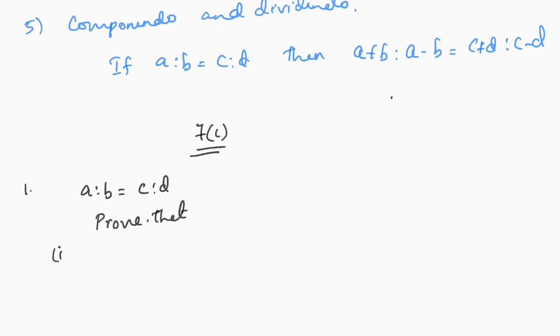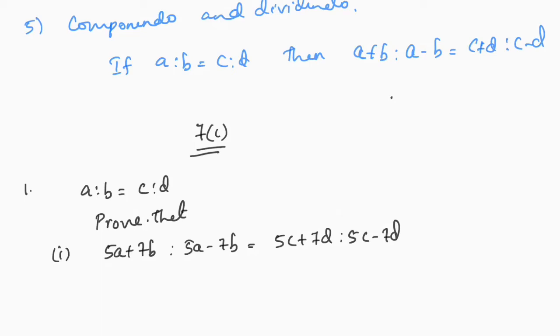What's the first sub question given? 5A plus 7B is to 5A minus 7B equal to 5C plus 7D is to 5C minus 7D. What is given to us is A is to B equal to C is to D. Using this you need to prove the given statement. How do you prove it?